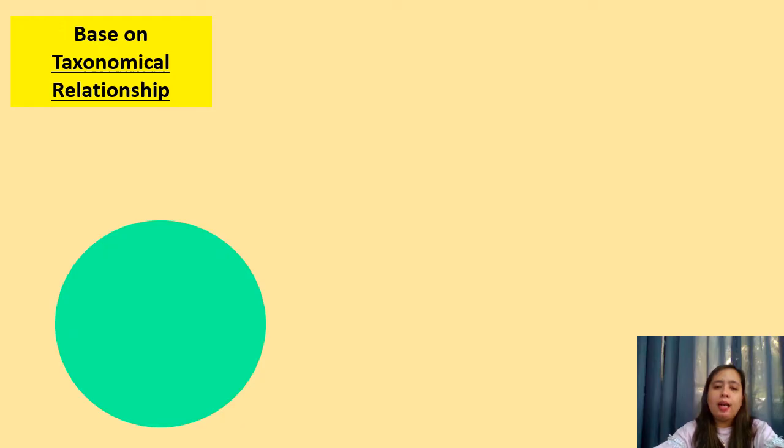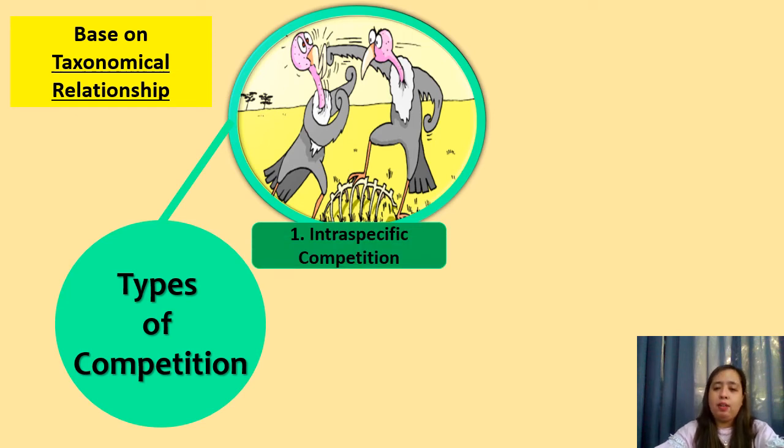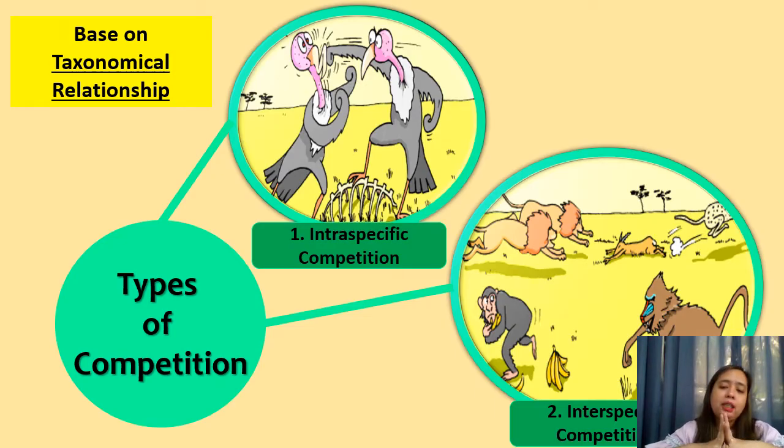Okay. Based on taxonomical relationship, let's look at competition. We have different types of competition. We have the intraspecific competition, and of course, we have the interspecific competition. Intraspecific competition is within one population: the same organisms fighting over a limited resource, as you can see here, the vultures fighting each other. And then you have interspecific competition, wherein several populations fight over a limited resource, like lions versus cheetahs over an impala, I think, or a gazelle.